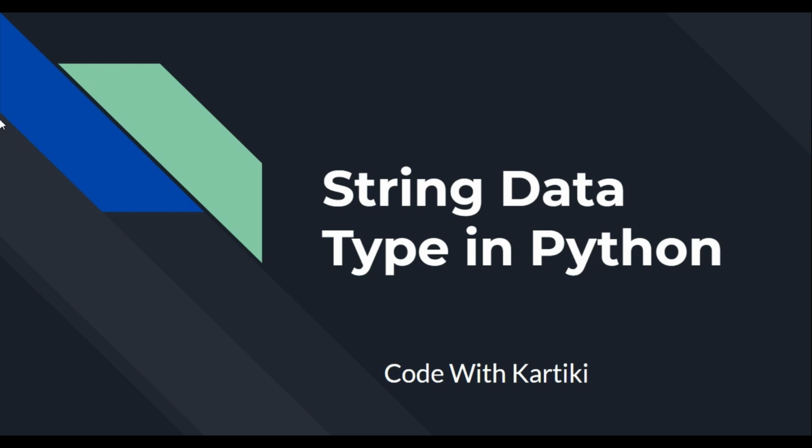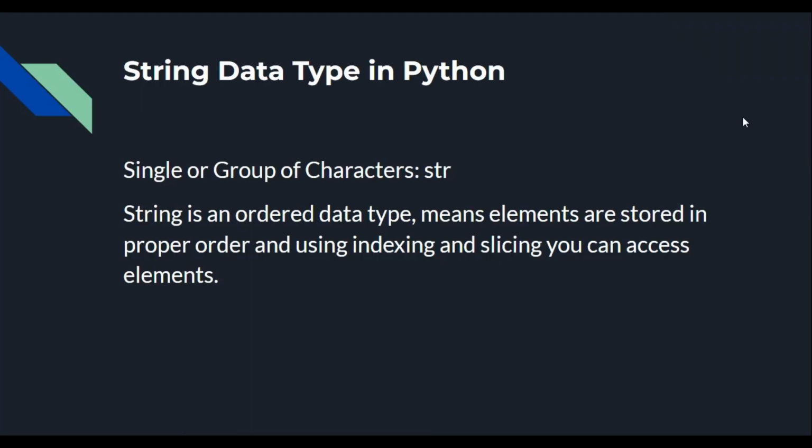Today we are going to see indexing in string data type in Python. We have already seen what is string data type. Whenever you want to represent a single character or a group of characters, at that time the data type of that variable is string data type, right?